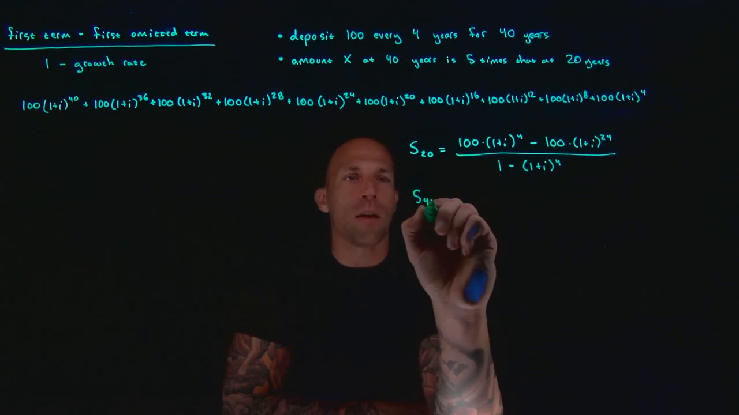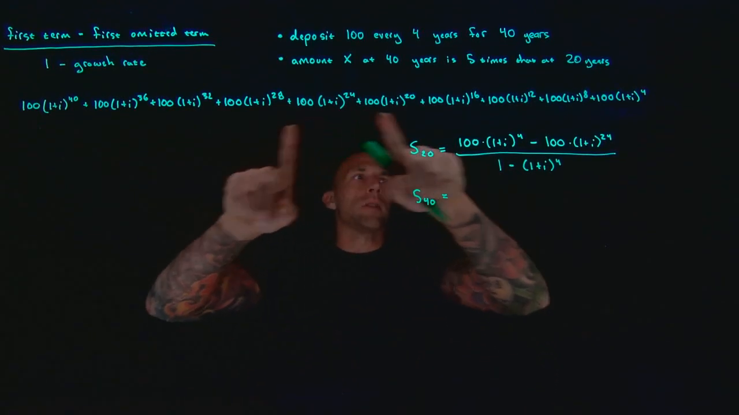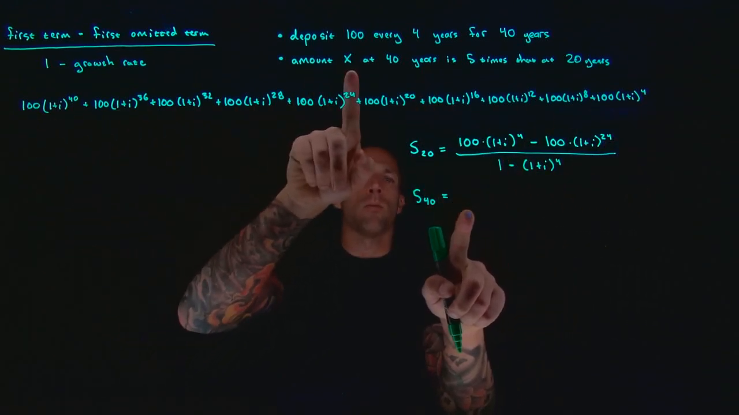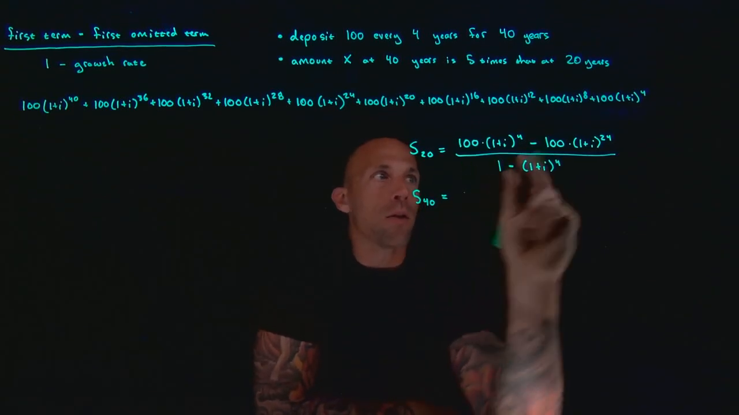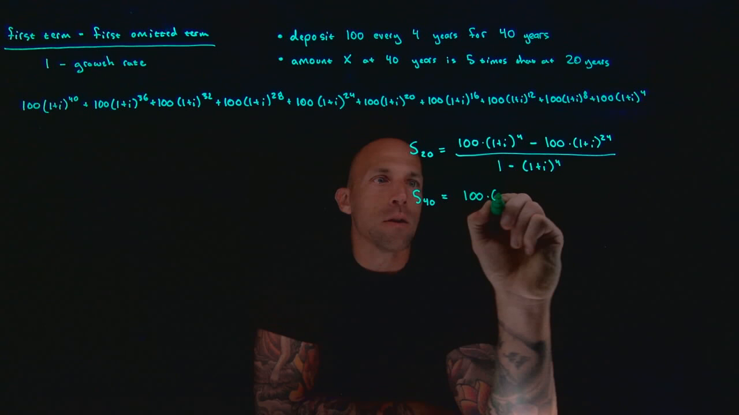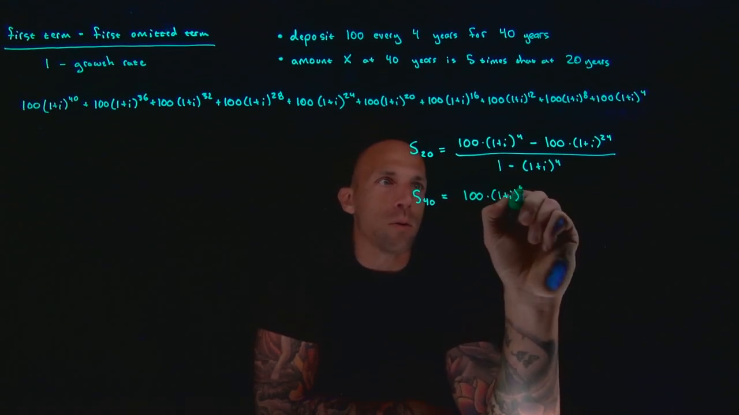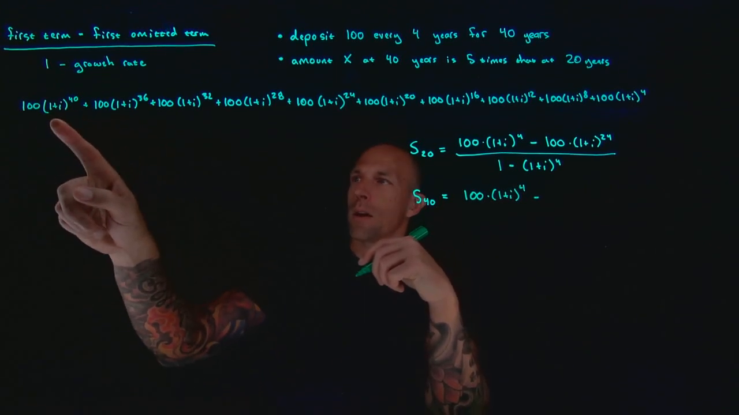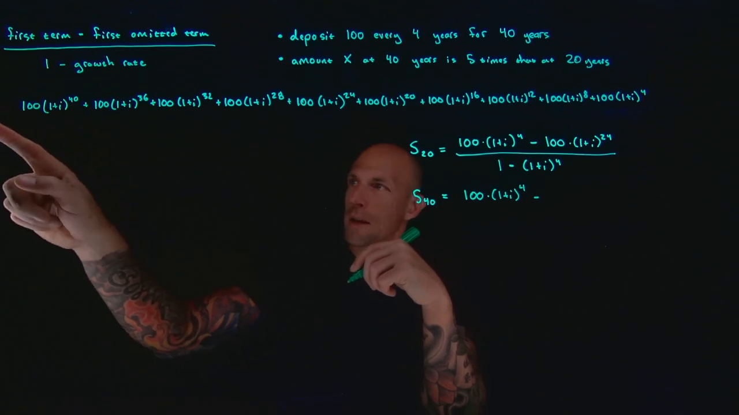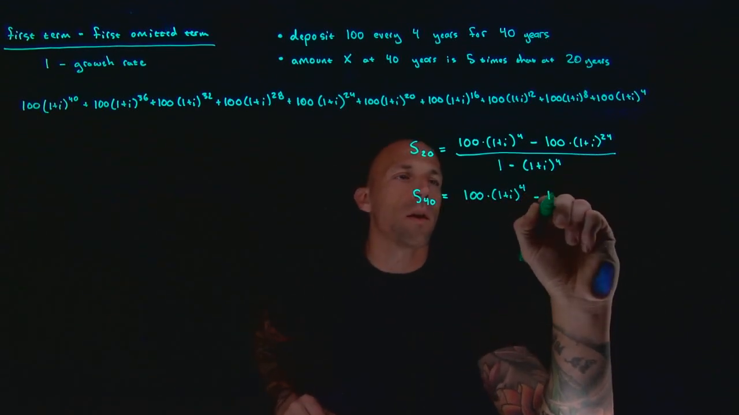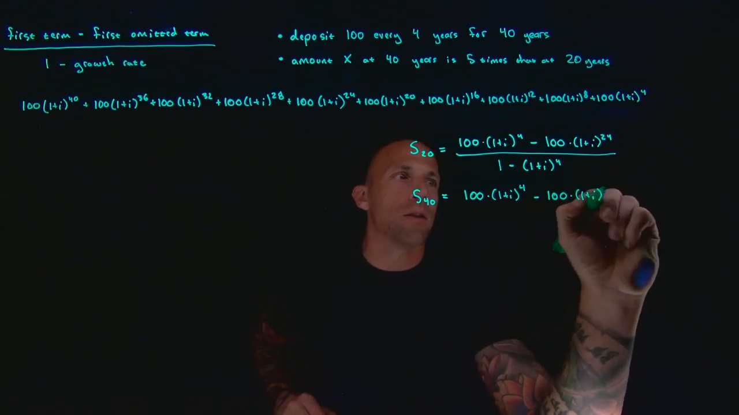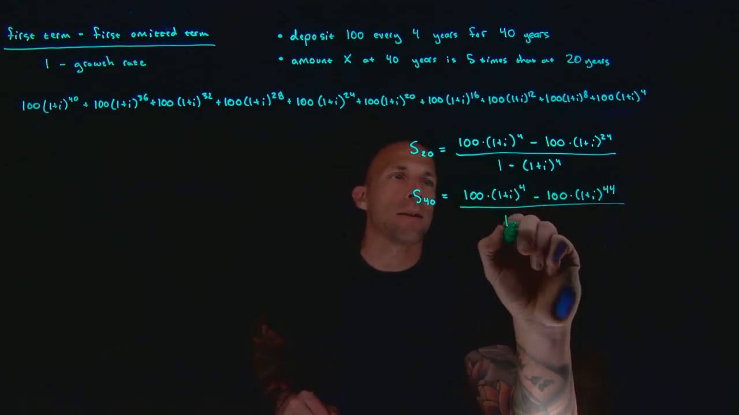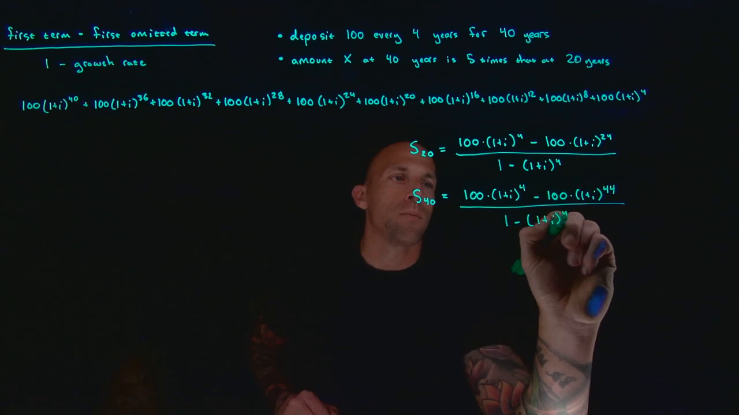Now we're going to do the same thing for summing up the balance of the account over the entire 40-year period, which is the end of the problem, what we want to solve for. So we have the first term again, 100 times 1 plus I to the 4th minus the first omitted term, which isn't actually present here, but if we were to keep compounding in these 4-year increments, the next term would be 100 times 1 plus I to the 44th. And again, we're going to divide that by 1 minus the growth rate of 1 plus I to the 4th.